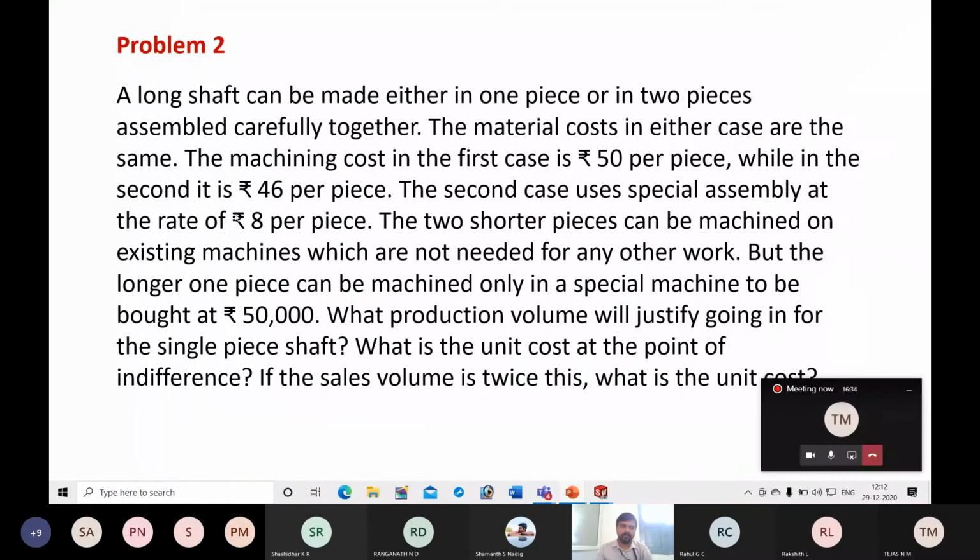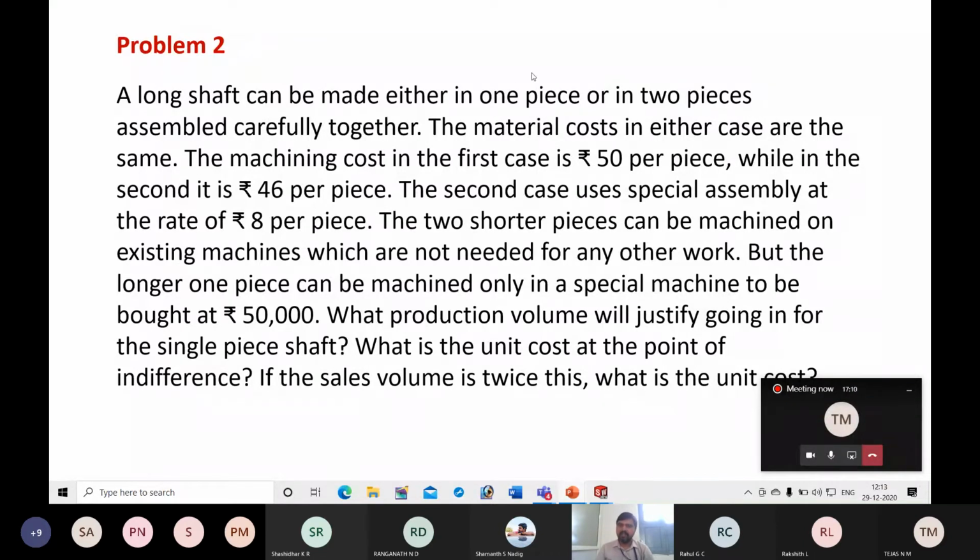Okay, if you don't have any doubts, I will consider problem number 2. A long shaft can be made either in one piece or in two pieces assembled carefully together. So this is a shaft. It can be made by one piece, a single piece, or a shaft can have two pieces which are assembled. It may be using any joining process, or by using fastening. That is not mentioned in the problem, but here are two choices.